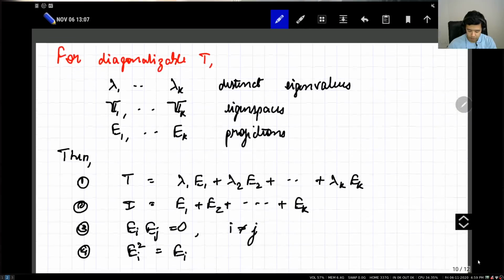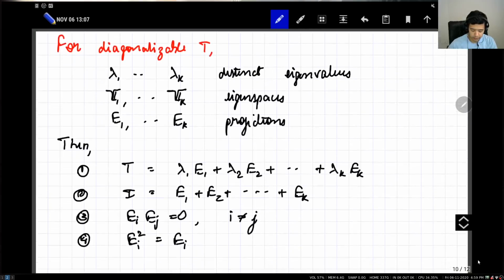So what does this imply for diagonalizability? It implies that if lambda 1, lambda 2 up to lambda k are distinct eigenvalues of T, and the corresponding eigenspaces are V1, V2 up to Vk, and the corresponding projection matrices are E1, E2 up to Ek, then we have the following properties.